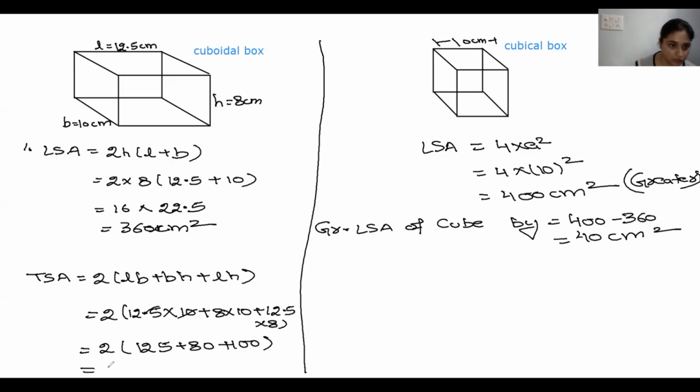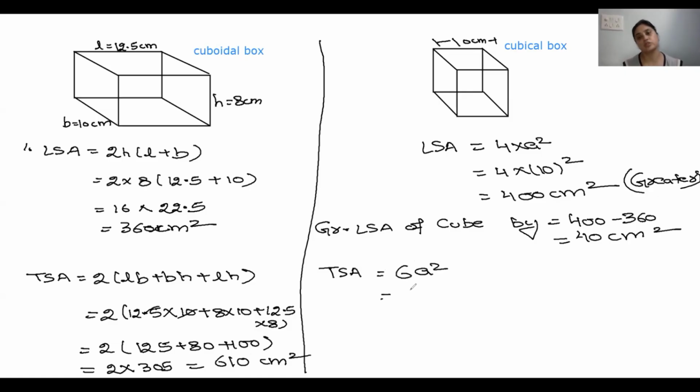So when we do this, it will come out to be 305, which is equal to 610 centimeter square. ये क्या है? 610 centimeter square है. अब आप देखेंगे बच्चा, अब हम इसका TSA निकाल लेते हैं. TSA of a cube is 6a square, which is 6 into 10 square, which is equal to 600 centimeter square.